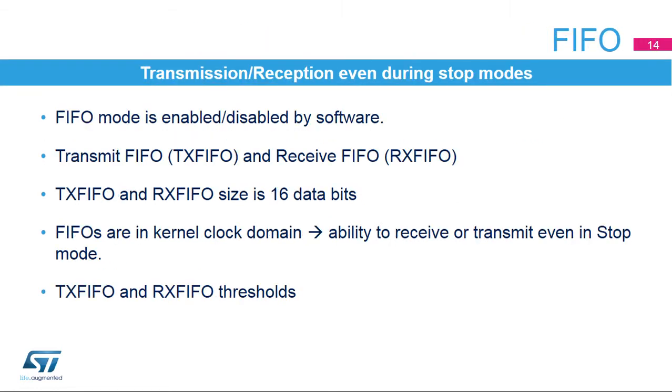The LPUART can operate in FIFO mode, which is enabled or disabled by software. It is disabled by default. The LPUART comes with a transmit FIFO or TX FIFO and a receive FIFO or RX FIFO, each being 16 words deep. The TX FIFO is 9 bits wide. The RX FIFO default width is 12 bits. This is due to the fact that the receiver does not only store the data in the FIFO, but also the error flags associated to each character: parity error, noise error, and framing error flags.